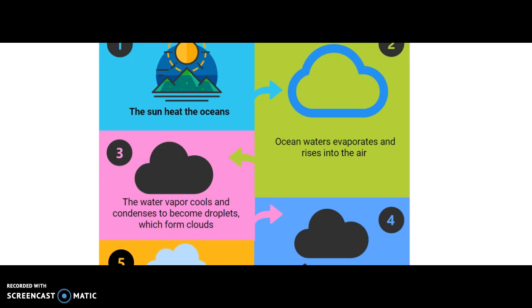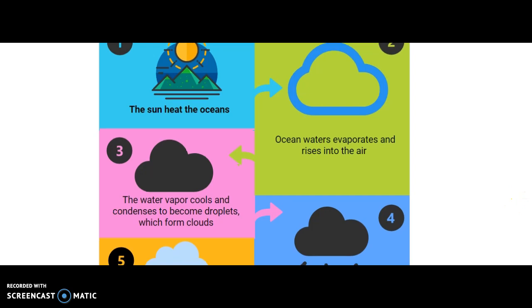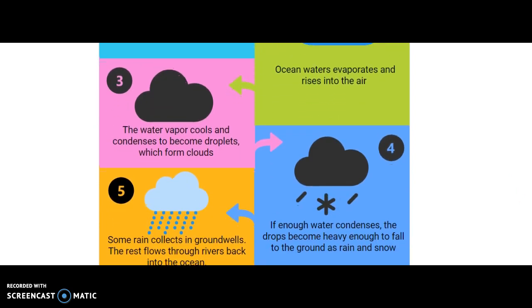If you have ever noticed moisture beads on the windows of a warm car on a cold day, you have seen condensation in action. Warm water vapor touches the cold window and the vapor turns back to a liquid. Clouds form along a similar line. So in step 4, when enough water has condensed in the cloud, the drops become heavy enough to fall to the ground.